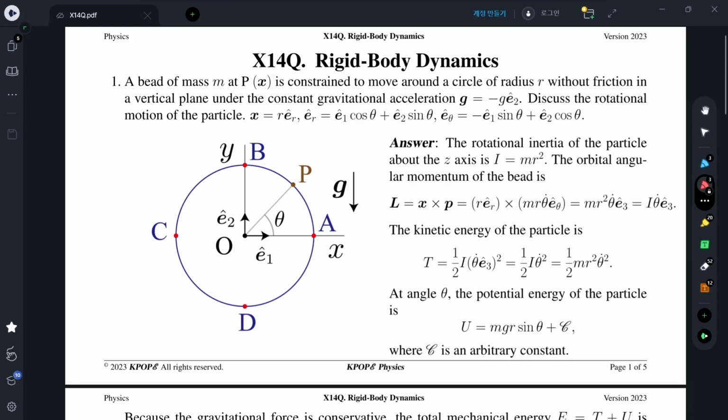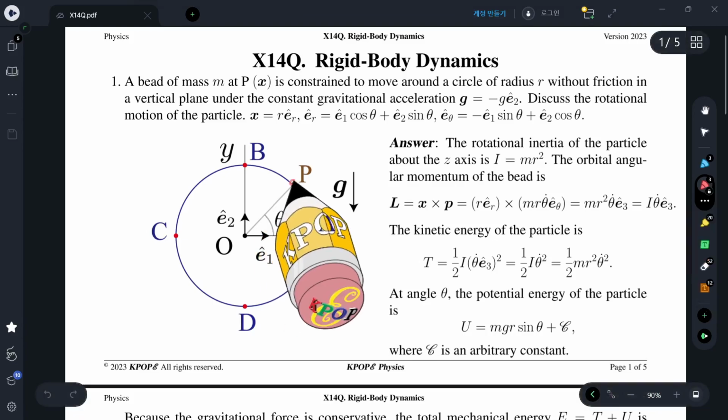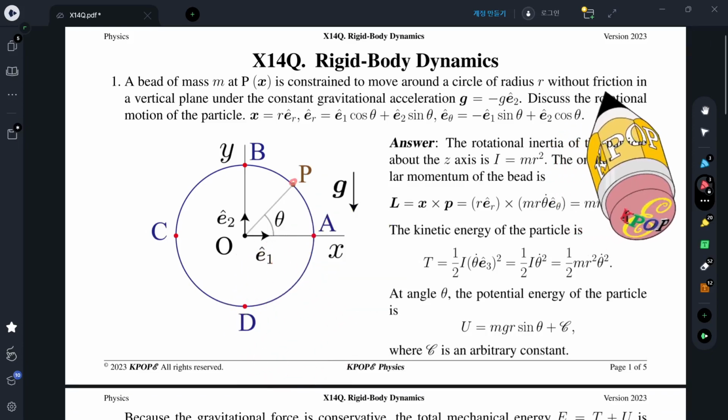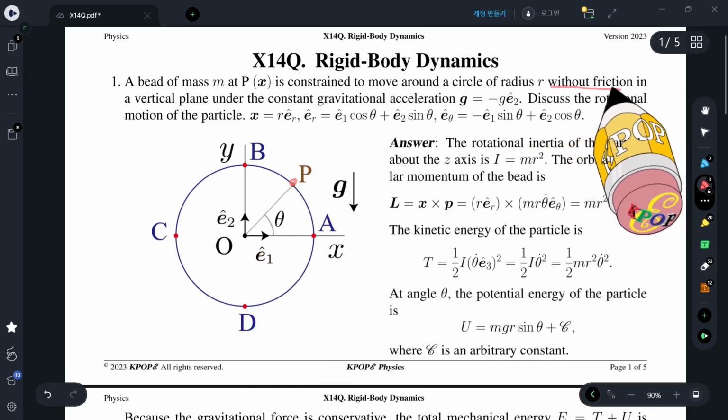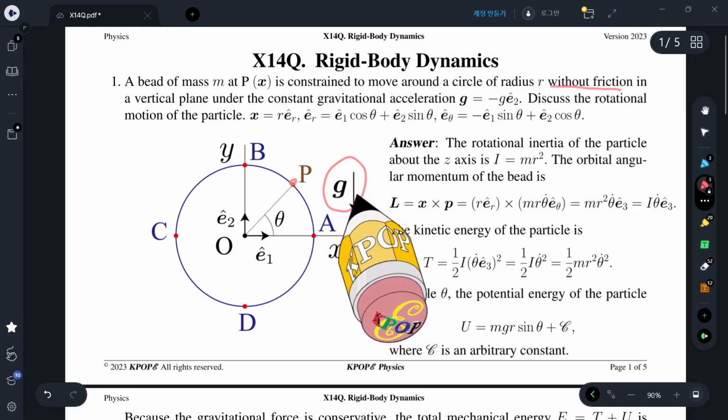We study X14Q rigid body dynamics. A bead of mass m at point P is constrained to move around the circle of radius r without friction in a vertical plane under the constant gravitational acceleration. Discuss the rotational motion of the particle.